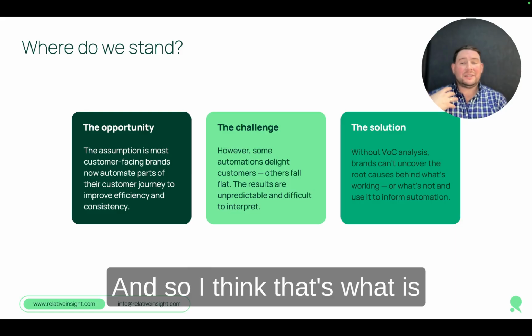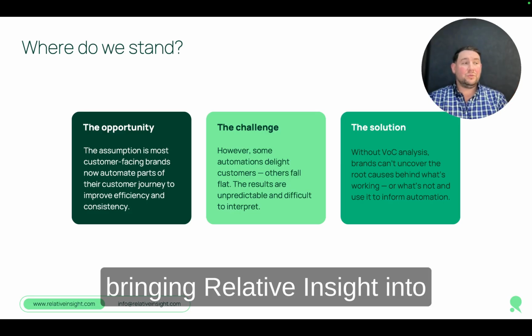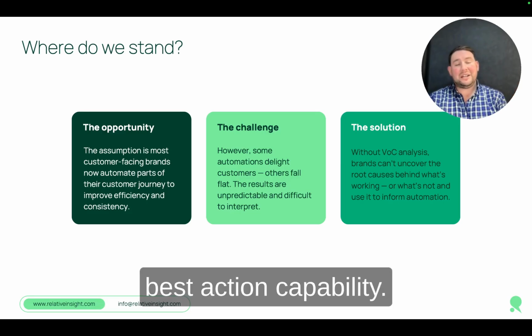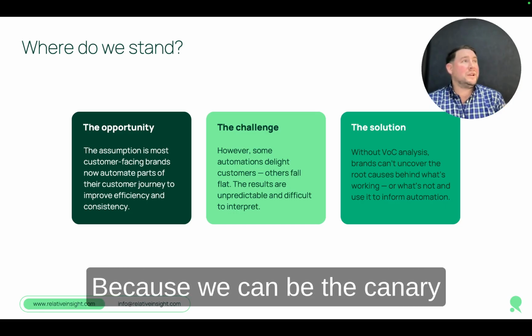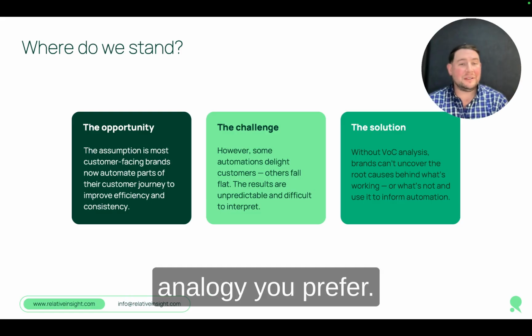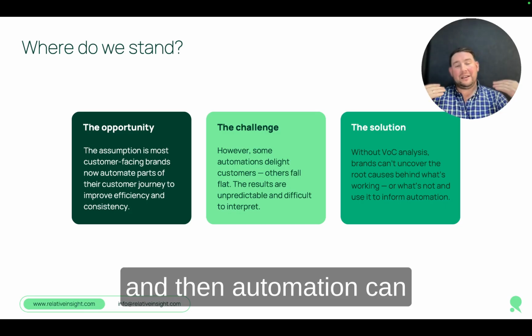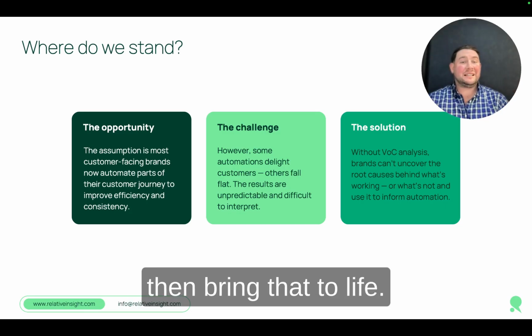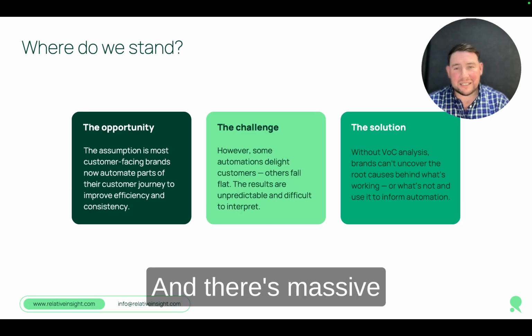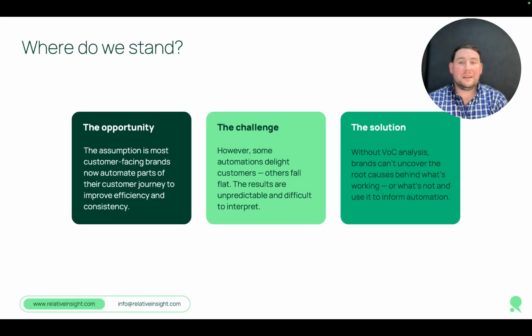And so I think that's what is particularly powerful about bringing relative insight into your decisioning or your next best action capability, because we can be the canary in the mine, or whichever analogy you prefer. We can be the detector for what's good and what's bad, and then automation can bring that to life. And there are massive efficiencies to be driven by bringing those two things together.